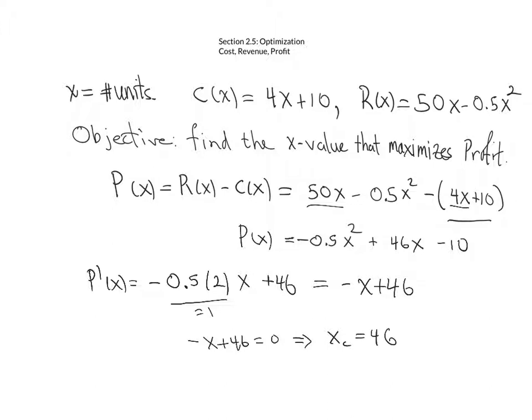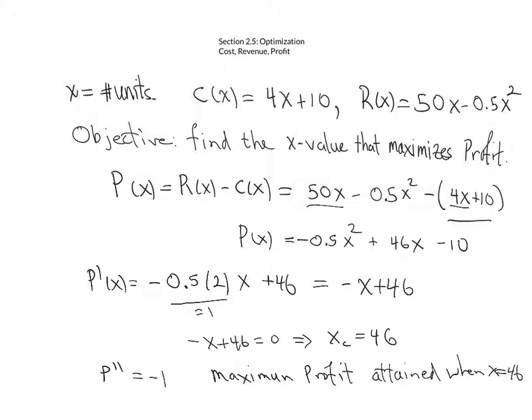So that's the critical value, and the second derivative of this profit function is clearly negative because it's just negative 1, which tells us that this is an absolute maximum. So the maximum profit is at the value x equals 46. So that's attained when x is 46.